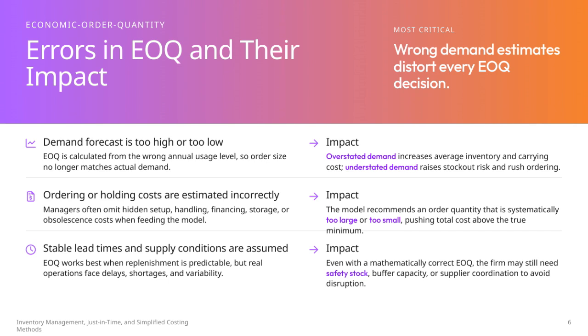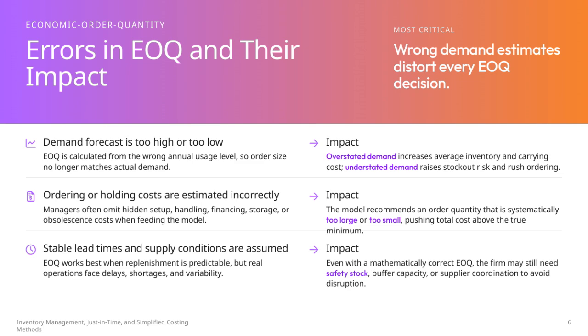Another frequent mistake is misestimating ordering or holding costs. Managers might overlook hidden costs like setup, handling, financing, storage, or obsolescence when inputting data into the model. This results in EOQ recommendations that are systematically off, driving total costs higher than necessary.